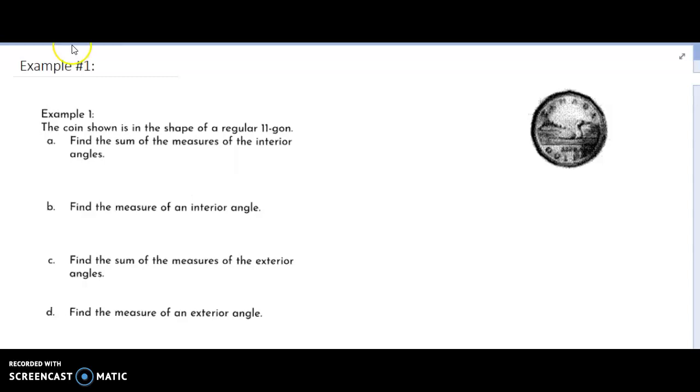All right, so example 1 shows that the coin shown is in the shape of a regular 11-agon. Okay, so let's stop there. This word, regular, tells us that all sides are equal or congruent and all angles are congruent. And 11-agon tells me that my n is equal to 11. It's 11-sided.